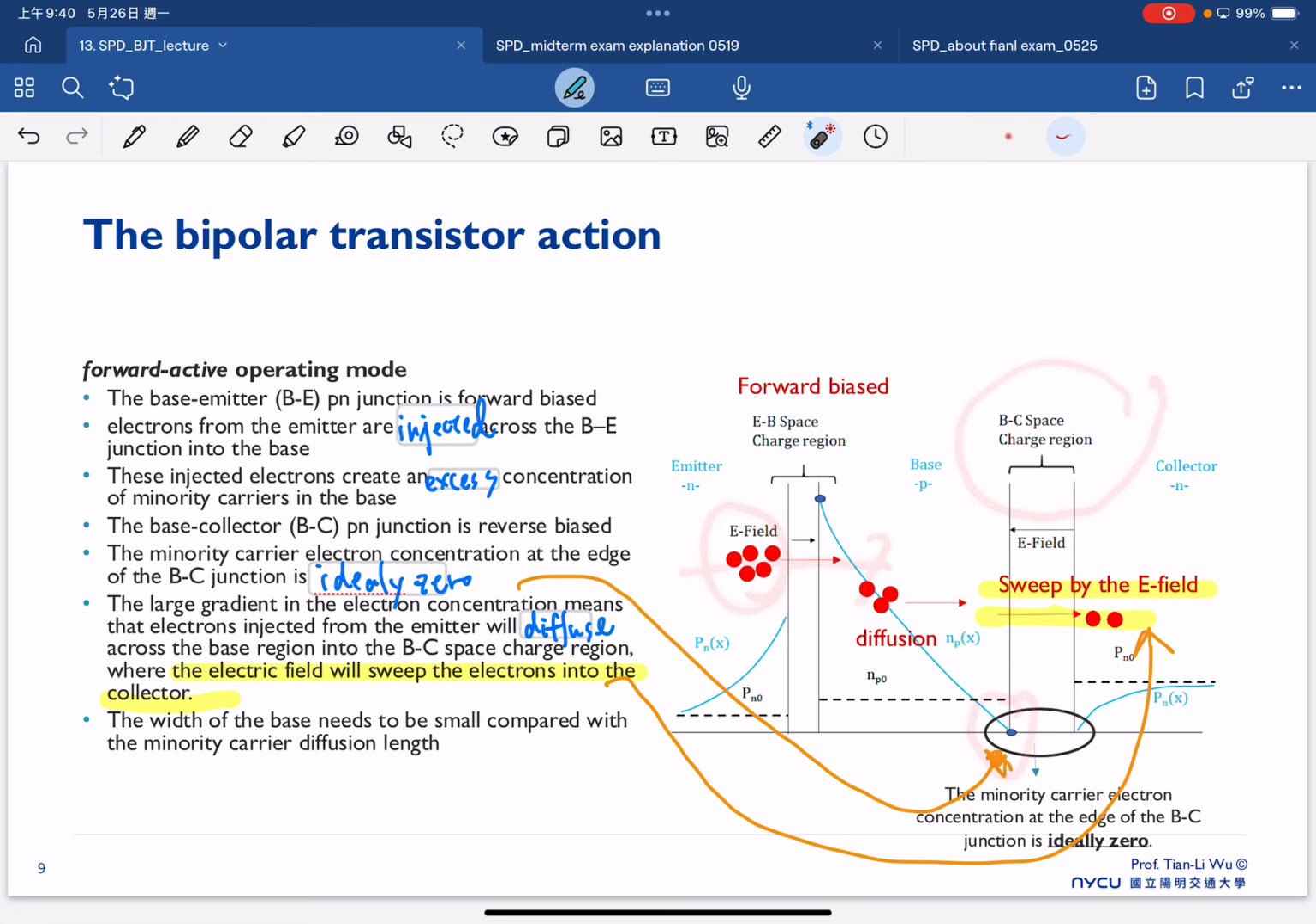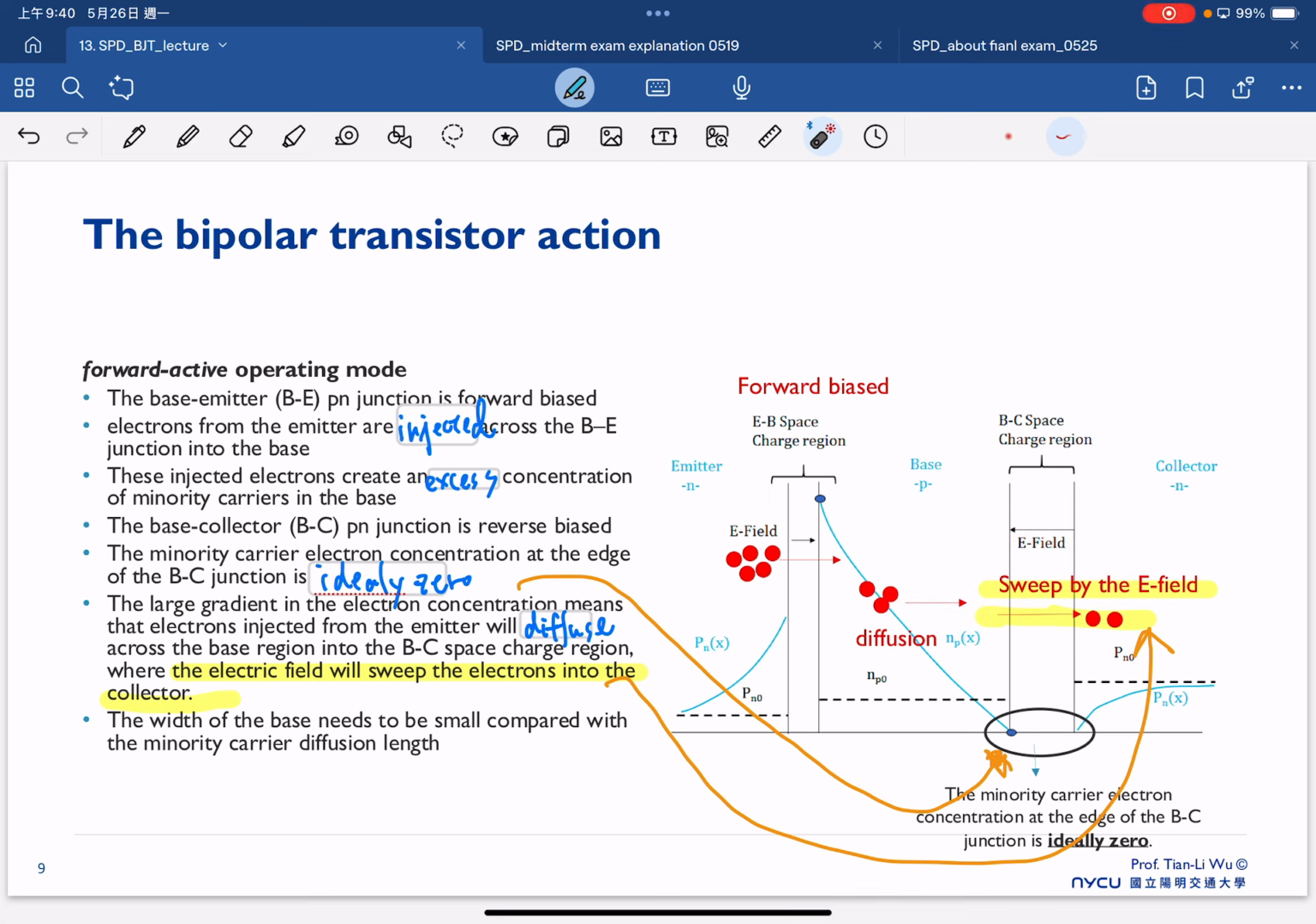So in this case, we have a huge excess concentration at this region, but it must approach 0 at this location. Therefore, we will have a large gradient, and the large gradient will create diffusion, so that the electron can start to diffuse. And then once it reaches this region, because we are under the reverse bias of the base-collector junction, the electric field will help sweep this carrier to the collector, and in the end it becomes the collector current of the BJT here.